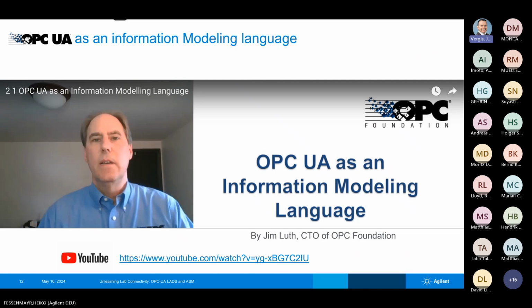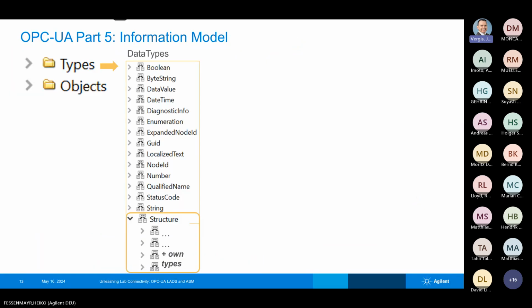I was mentioning that the OPC-UA information model is a gem, and there's an excellent recording on YouTube available from Jim Luce, who is CTO of the OPC Foundation, and he focuses on the information modeling. I think it's really valuable to have a look at that. So how does the information modeling look? There is a basic set of types, and the important thing is the structure, and you can build your own types on top of the existing ones.